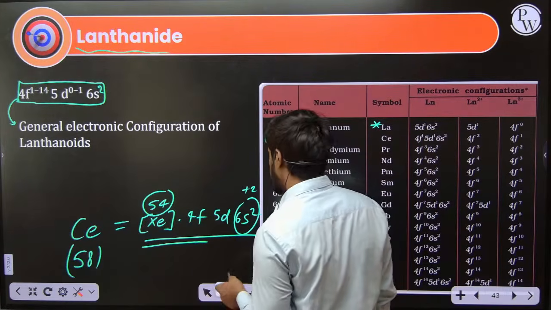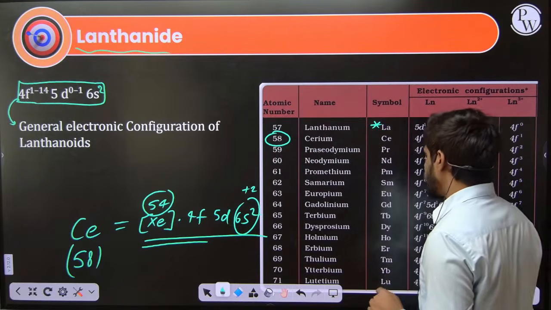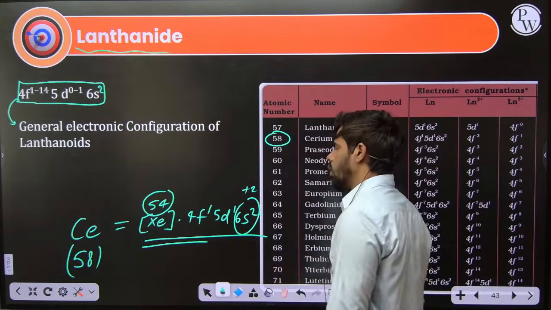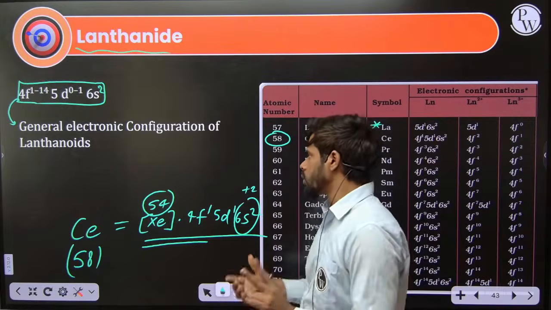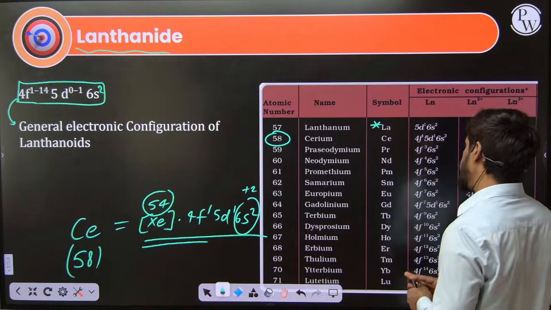2 more electrons we need to fill. So those 2 electrons will be filled in the what? It is 4f1, it is there, and d1, it is a 1. In case of d, it can be 0 or 1. So we have to remember where it is a 0 and where it is a 1.